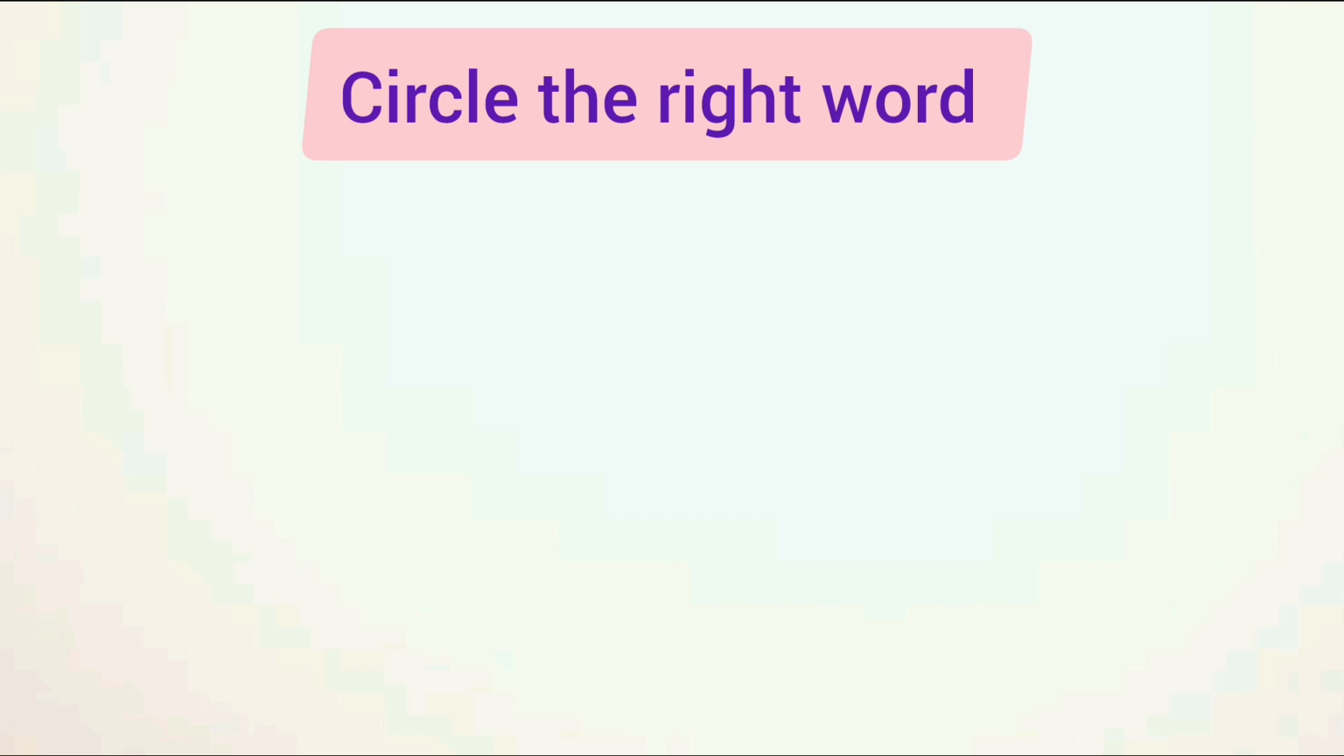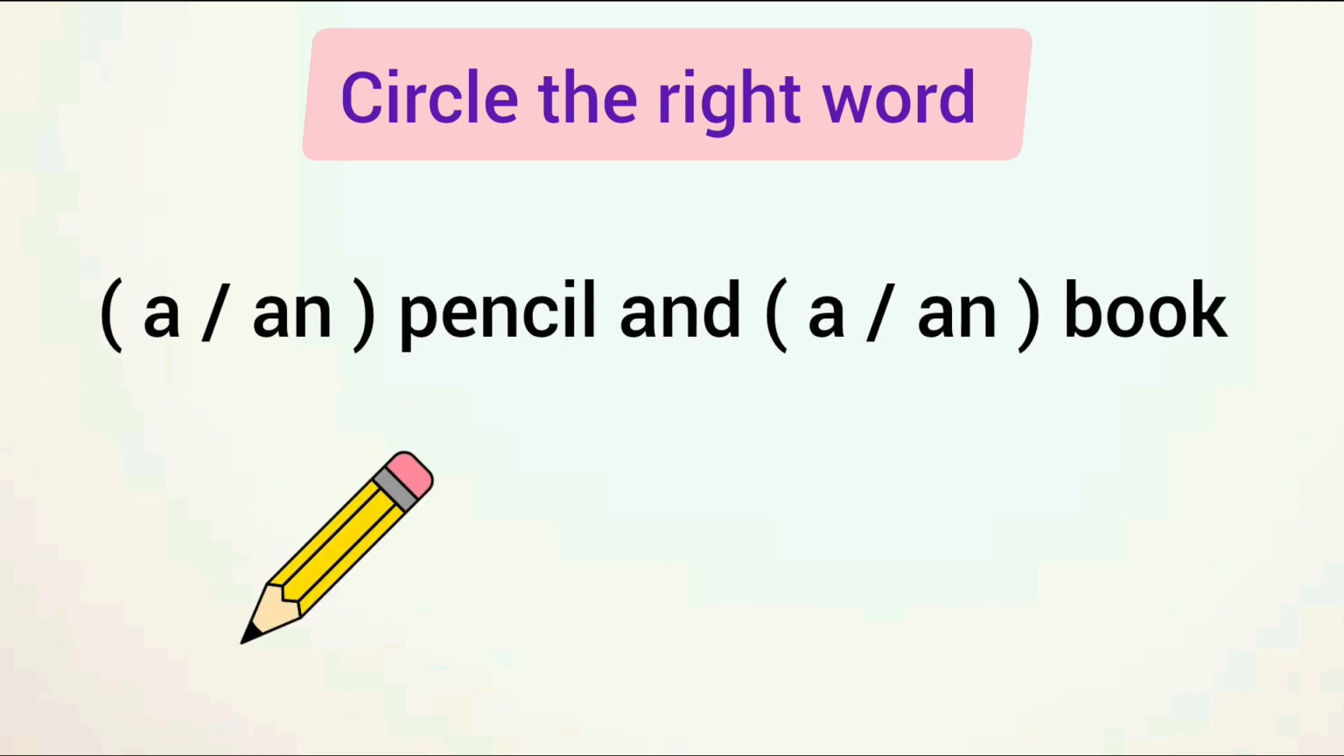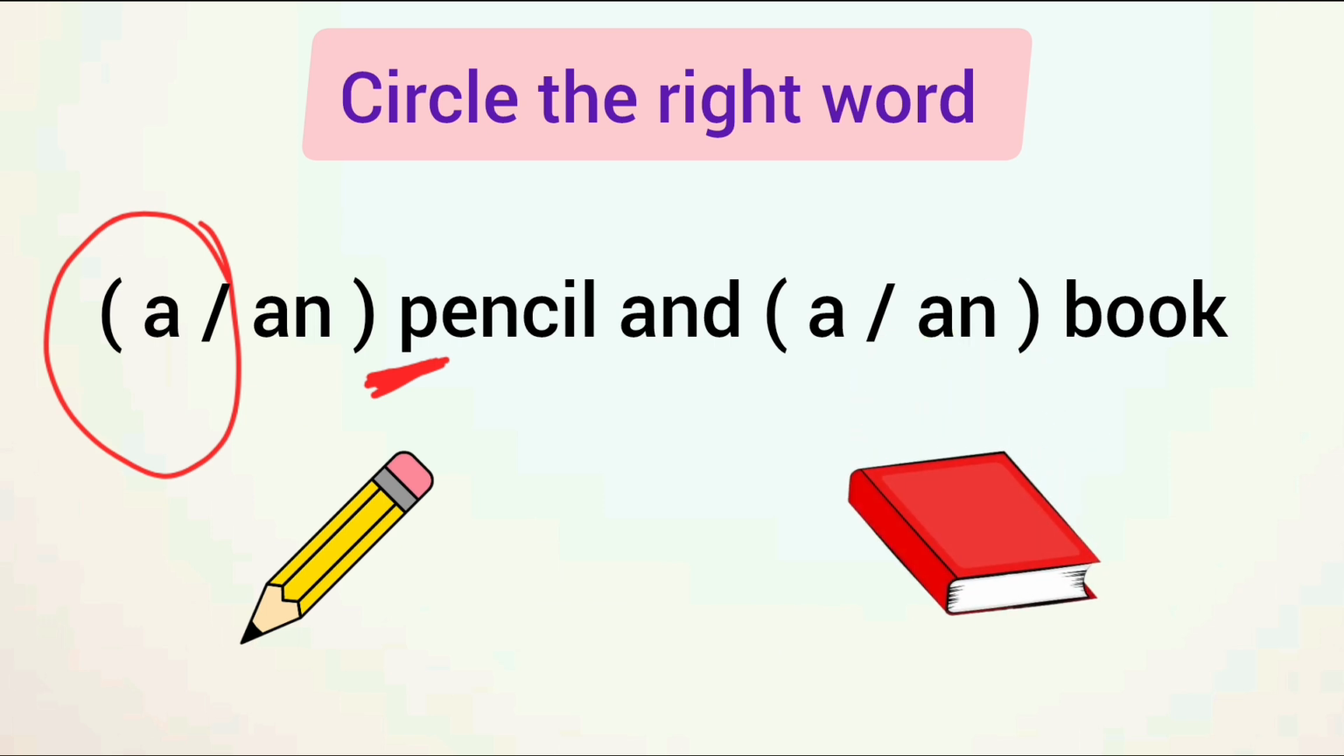Quiz. Circle the right word. An pencil. Pencil begins with a consonant, so we circle a pencil. And book. Book begins with a consonant, so we circle a book. A pencil and a book.